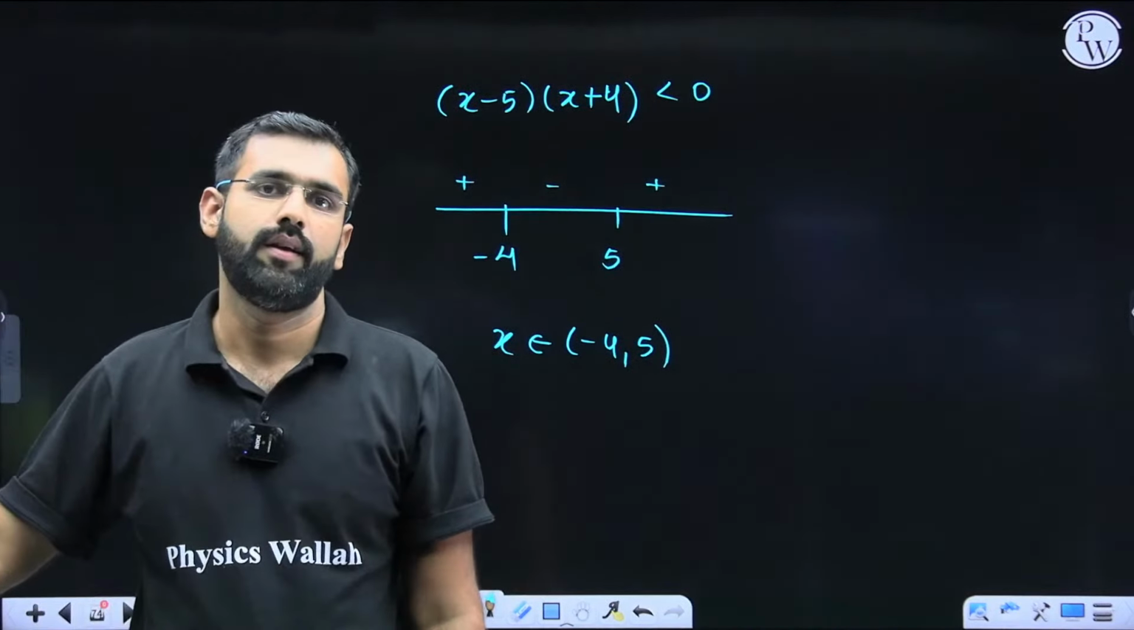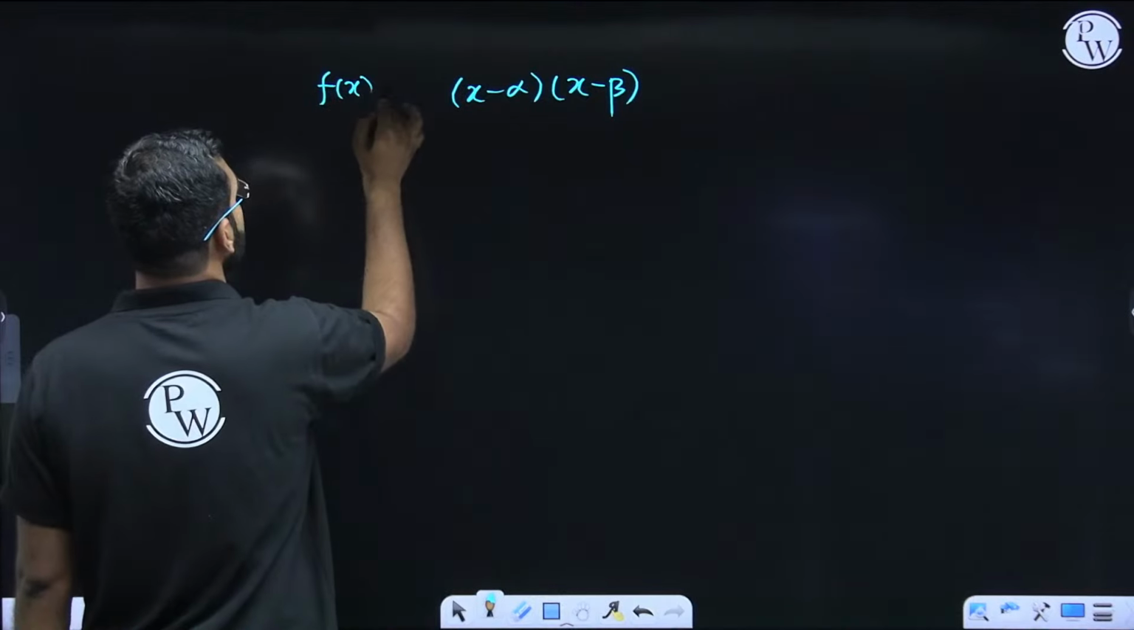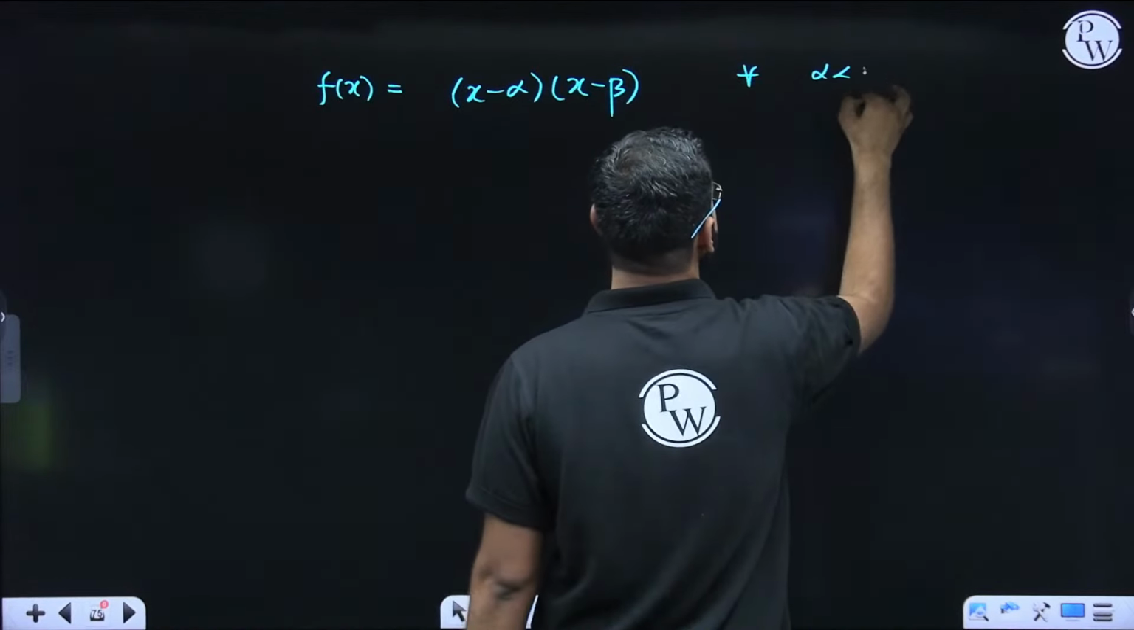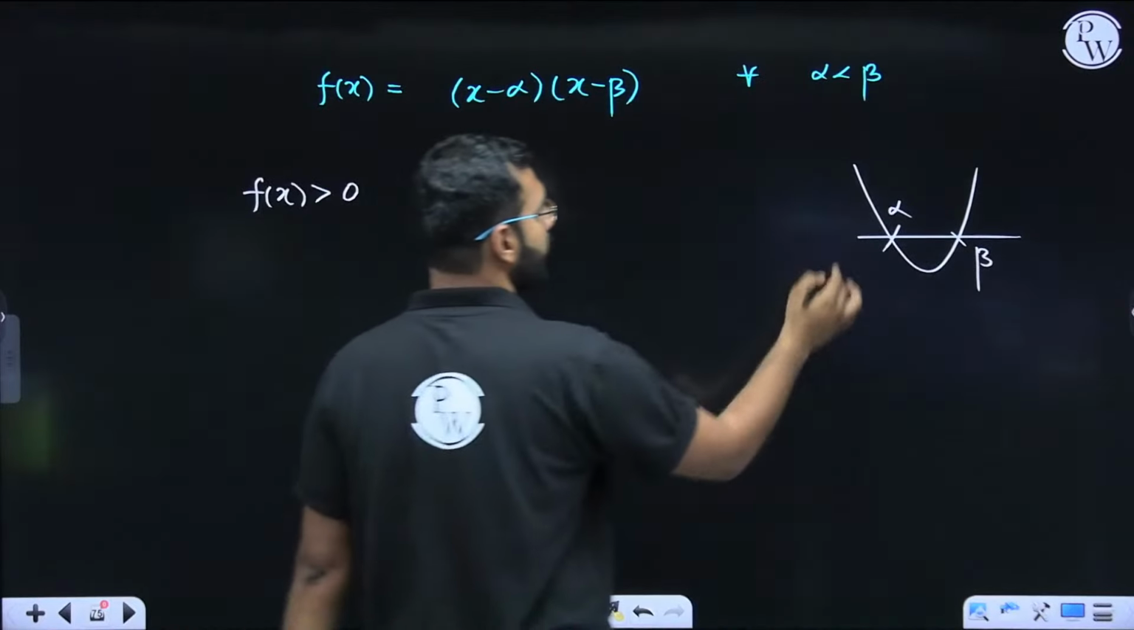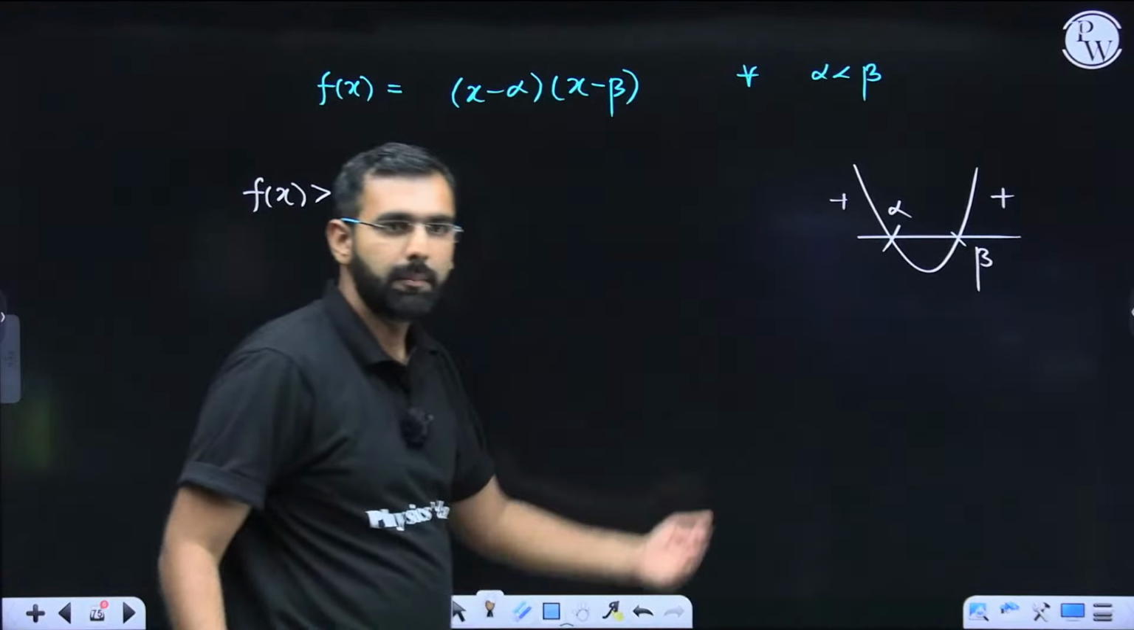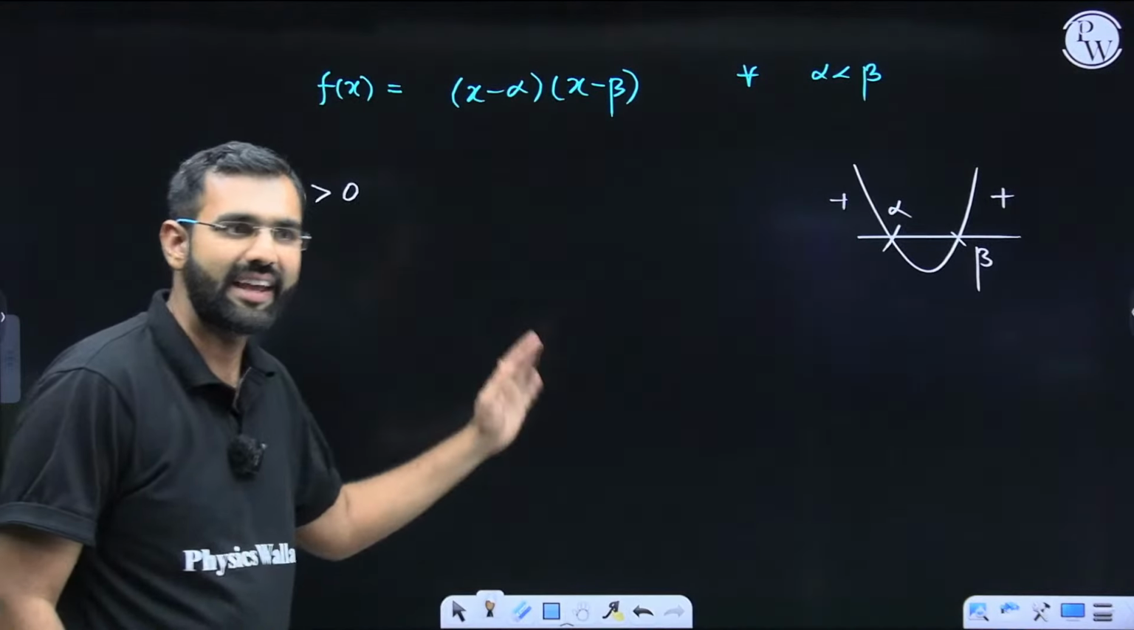So first of all, will you remember this as a direct result now? What do I mean by a direct result? Let's say I'm given an expression (x minus alpha)(x minus beta), where alpha is less than beta. So technically, I can clearly see this is going to be an upward facing parabola which has two roots, alpha and beta. So if somebody asks you, where will f(x) be positive? We know f(x) will be positive before alpha and after beta, before the smaller root and after the greater root.